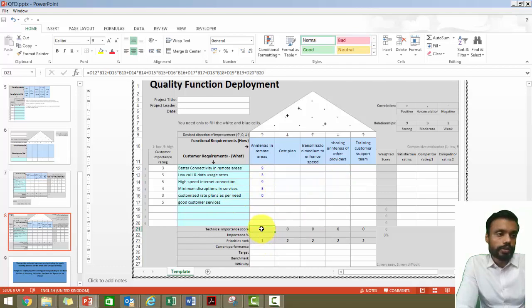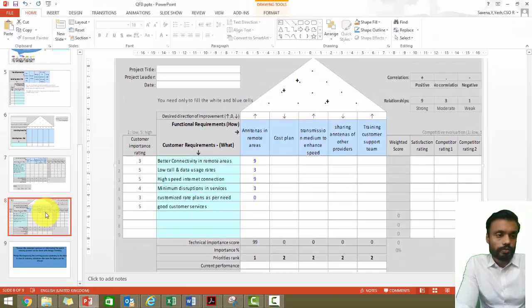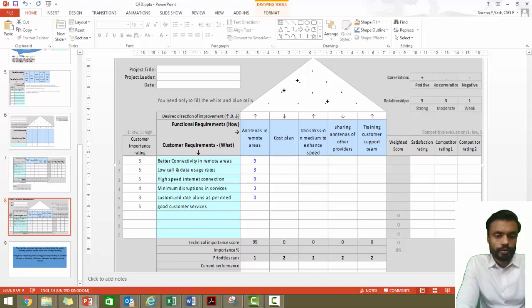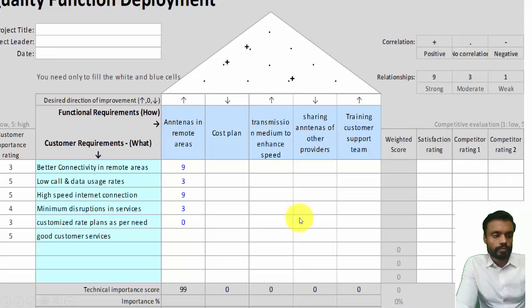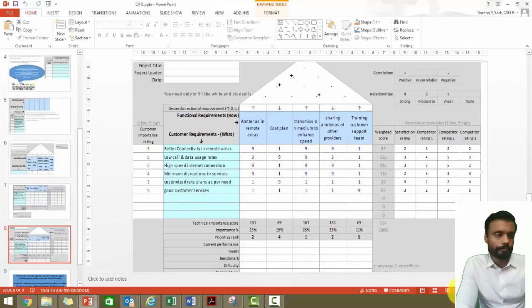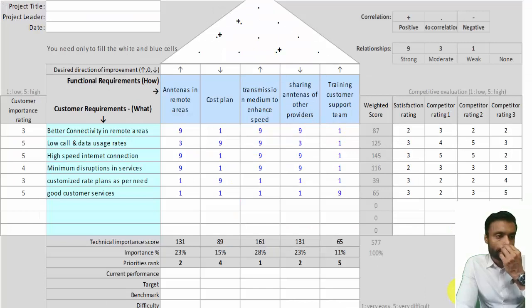So let's look at the picture, how exactly it would look in the end. I have that sheet filled. Let me show you. So this is how it would look in the end.